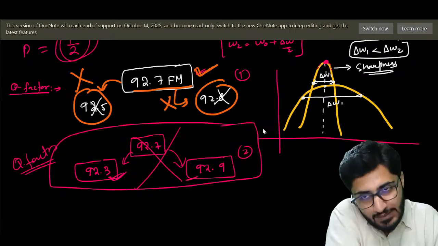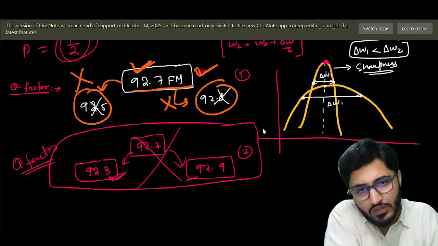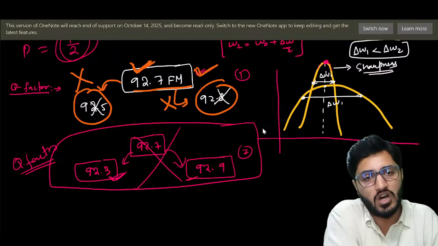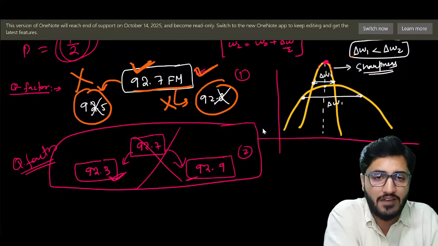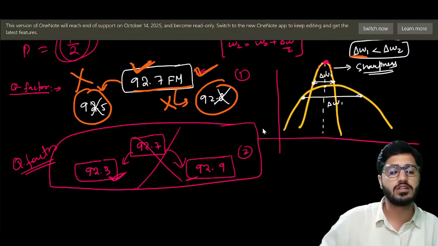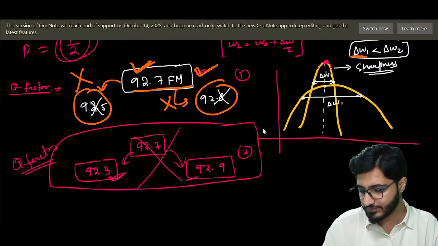It simply indicates the quality of this one is very good. How is the quality good? Because its bandwidth is very small. The smaller the bandwidth, the greater the quality.